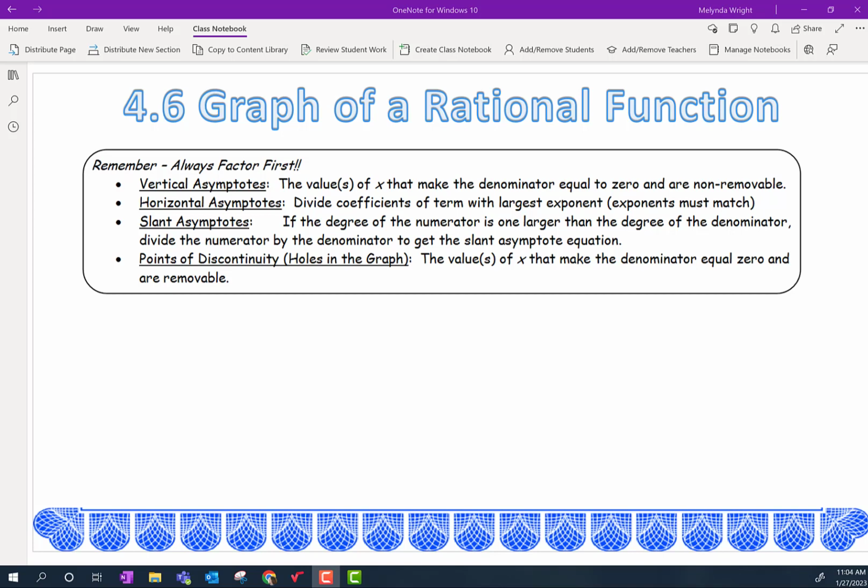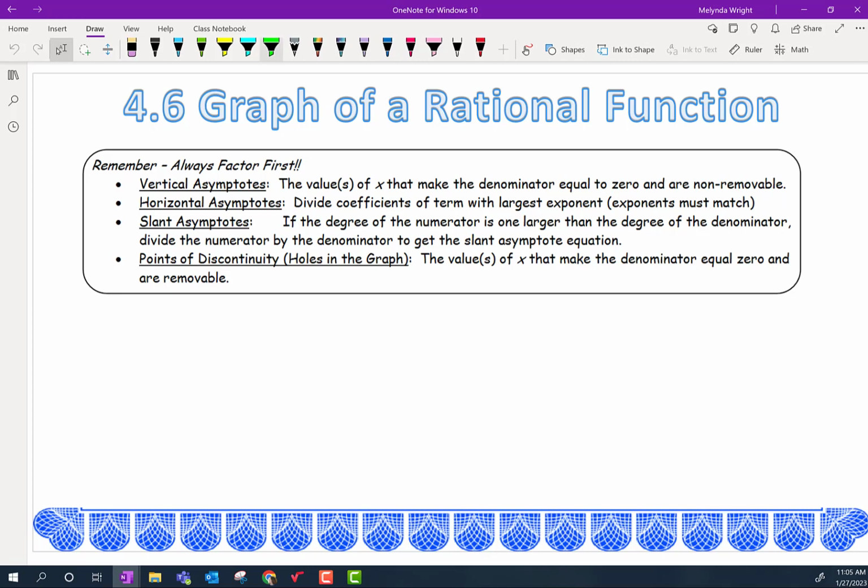All right, let's take a look at today's lesson. What we're going to be doing today is graphing rational functions. We've done some preparation for that. In the last lesson, if you will recall, we looked in detail at finding vertical asymptotes. We learned how to do that by setting the denominator equal to 0. So that was from the last lesson. We also learned about horizontal and slant asymptotes.